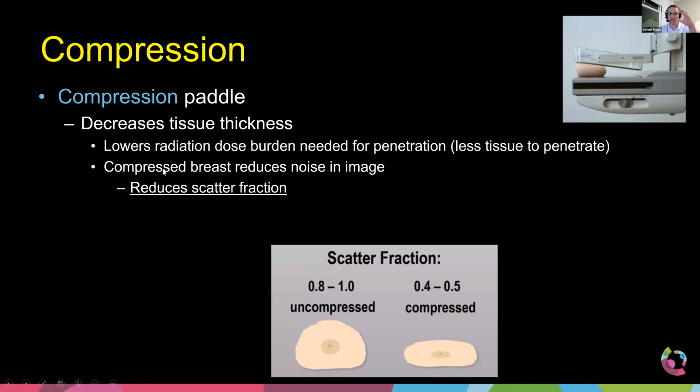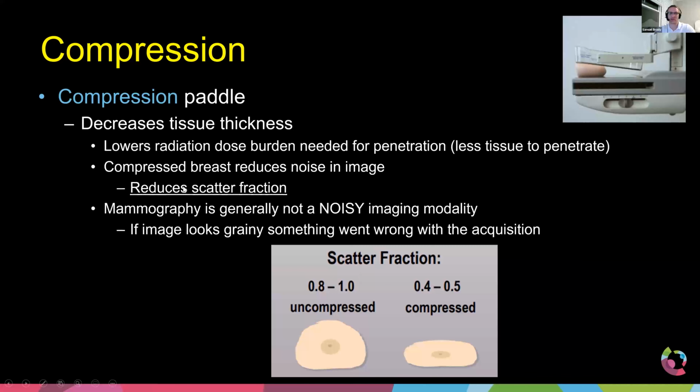If you have less breast tissue in this axis, then you're going to get less scatter. So this reduces your scatter fraction. Ultimately, mammography is actually not limited by noise. It's actually one of the least noisy imaging modalities we have.